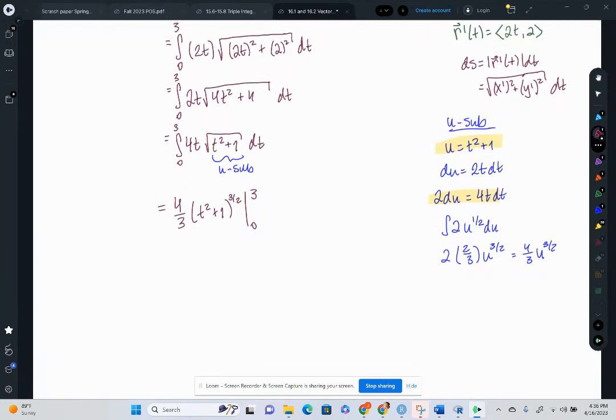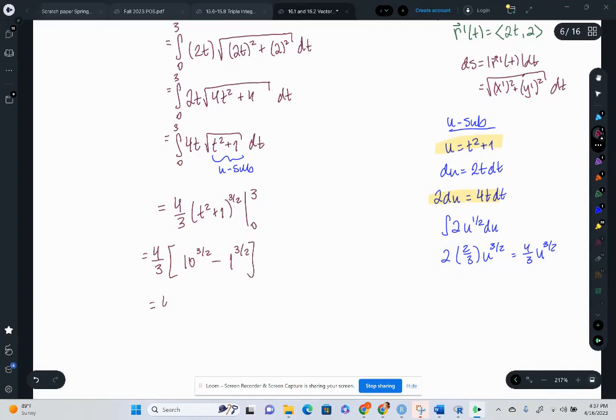All right, I'm going to pull the 4/3 out and handle the other stuff. So I'm going to plug in 3. 3 squared is 9 plus 1. I get 10 to the 3/2 minus the evaluation at 0 just leaves me 0 plus 1, so I get 1 to the 3/2. I can rewrite this one more time. This is equal to 4/3 times 10 square root 10 minus 1. And that's our final answer. This is the value of the area of one side of the curtain that's formed when we look at the intersection of our curve coming up and meeting with our surface.